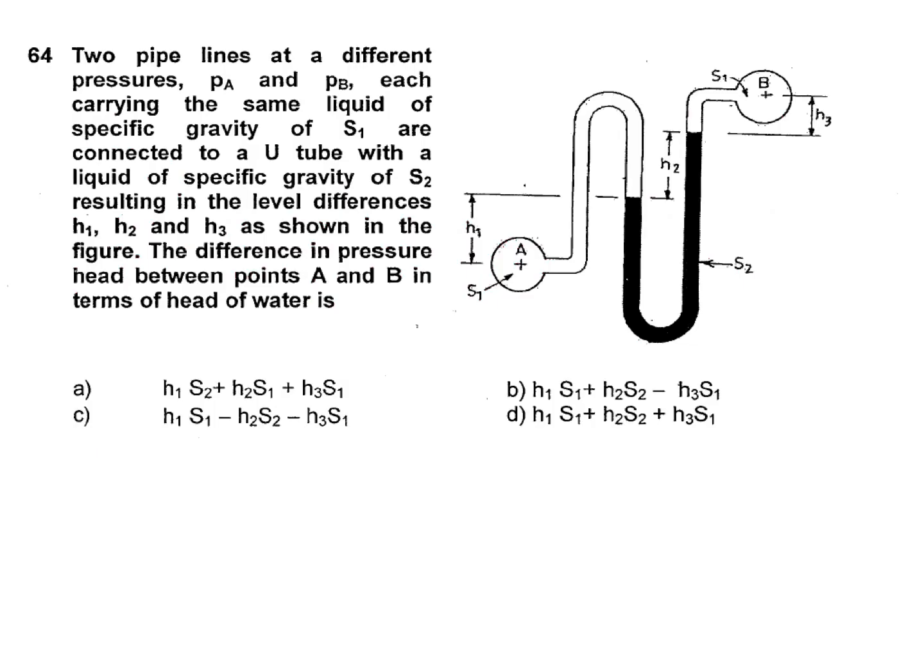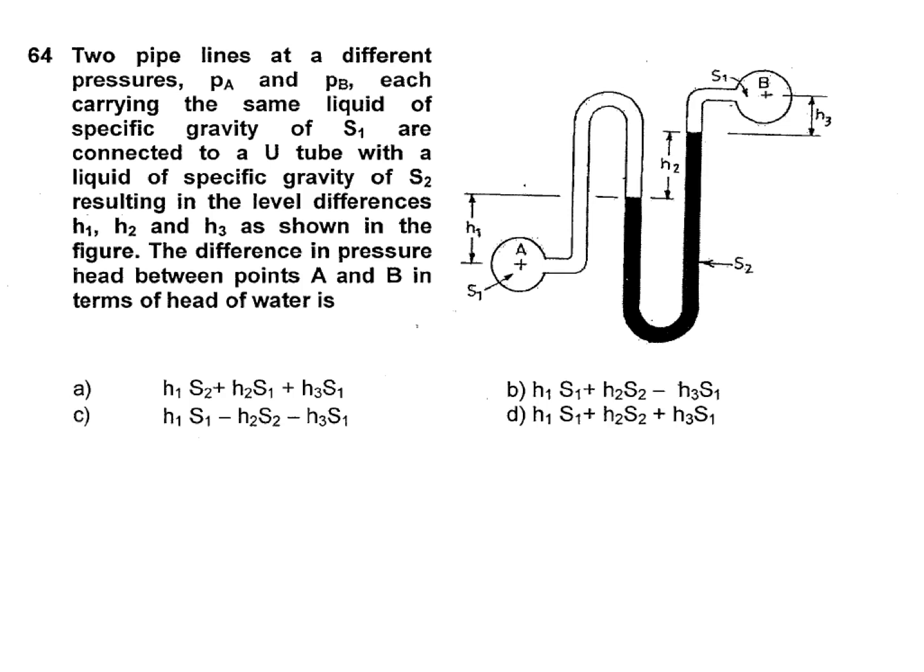Two pipelines at different pressures PA and PB, each carrying the same liquid of specific gravity S1, are connected to a U-tube with a liquid of specific gravity S2, resulting in the level differences H1, H2 and H3 as shown in the figure. The difference in pressure head between points A and B in terms of head of water is how much? So here we will apply the jumping fluid technique.